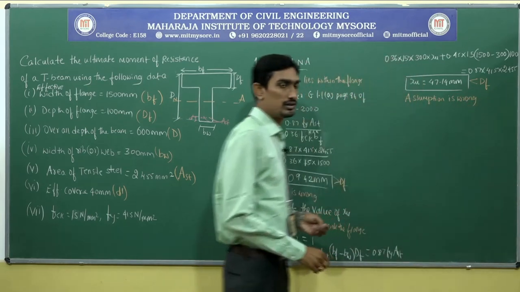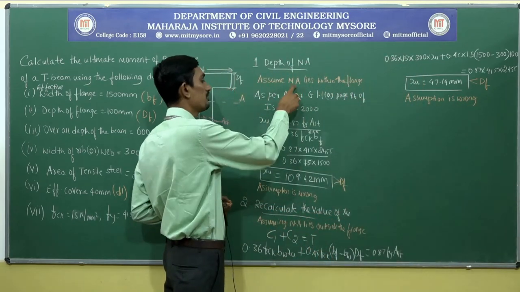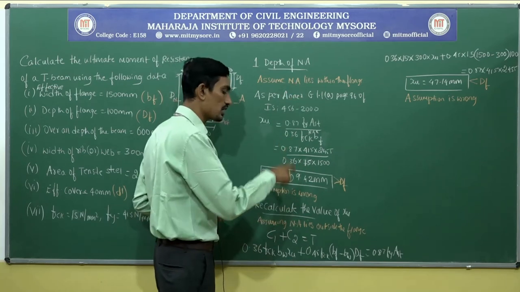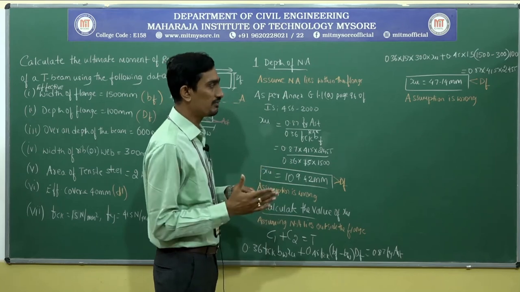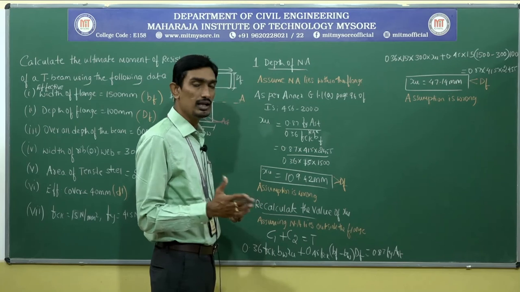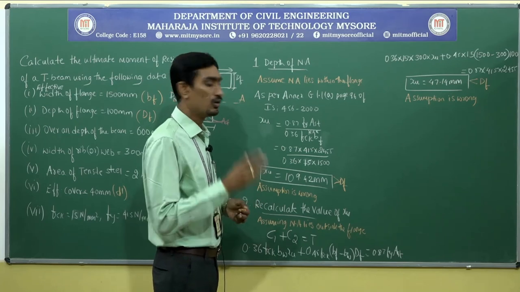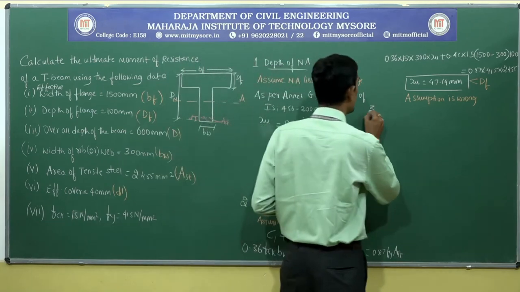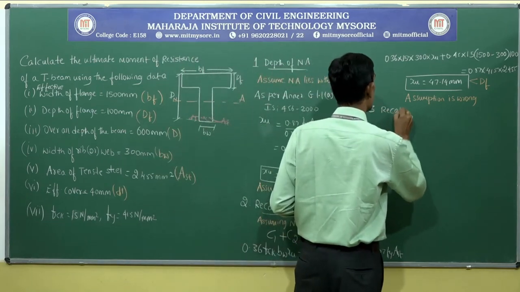Correct? See, in step number 1, I assumed XU lies within the flange, but I got more than DF. Once again, I may change my condition. I have used the formula for the neutral axis lying outside the flange, but I have arrived at an answer of lesser than DF. Okay. So next, let us recalculate the value once again.